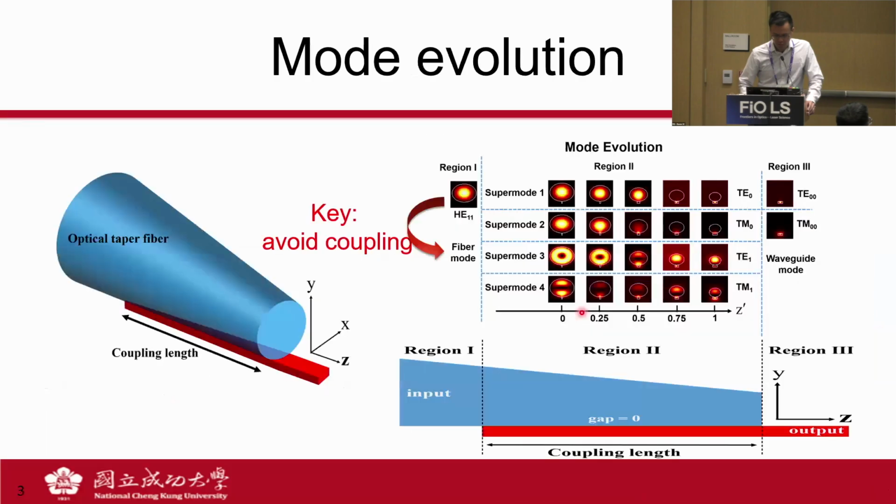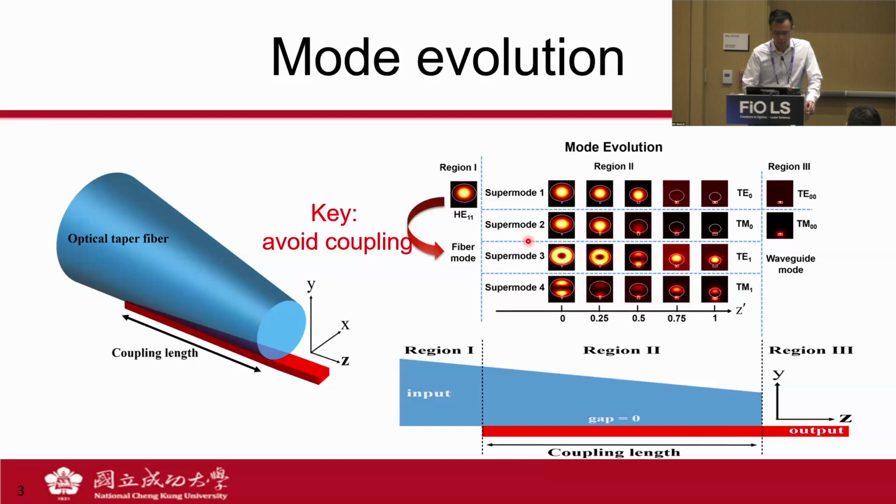Then I'll show you a few examples of mode evolution based devices. The first one here is the tapered fiber to a tapered waveguide coupler. To show you how this device works, if we look at the side view of this coupler, you can see a tapered fiber on top and a tapered waveguide on the bottom. And the goal is to couple the input fiber mode efficiently into the waveguide mode.